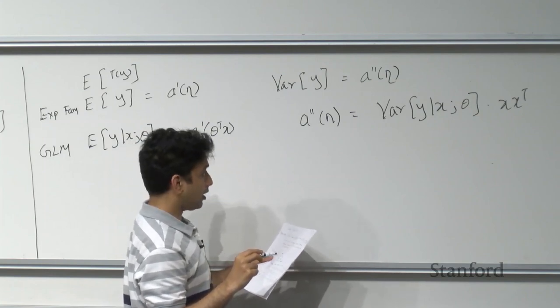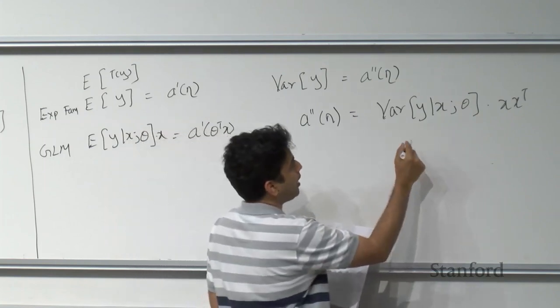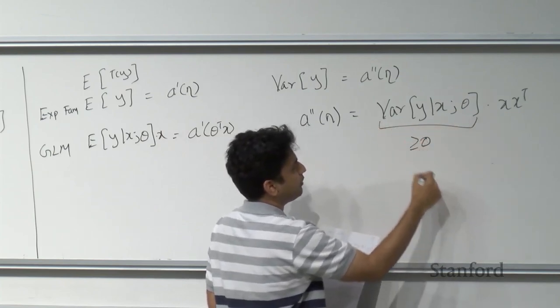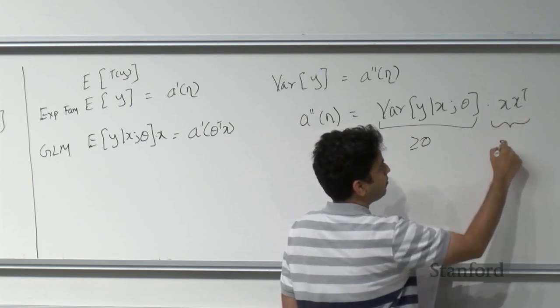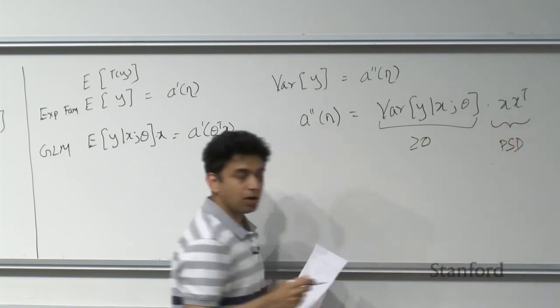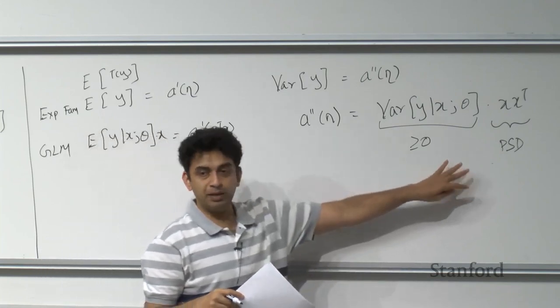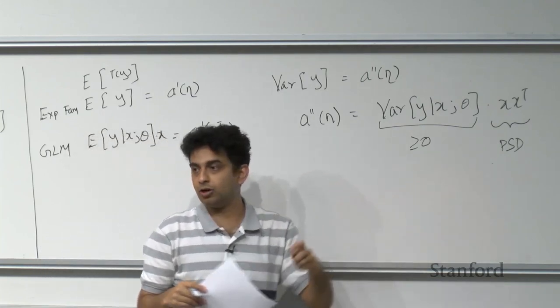So what we see is that it can be shown that the Hessian of your log likelihood will evaluate to this, and this is always positive because it's the variance, and this is PSD, right? So the Hessian of the log likelihood of a generalized linear model will always be positive semi-definite and therefore convex.